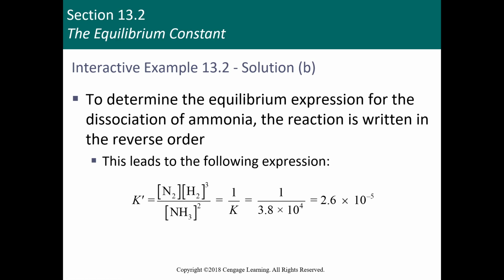Because if you flip your products and reactants, you have to do the inverse or flip your equilibrium expression. And so you can very easily just take the value of K we got before, take 1 divided by that value, and that will give you your new dissociation equilibrium constant, which is 2.6 times 10 to the negative 5.